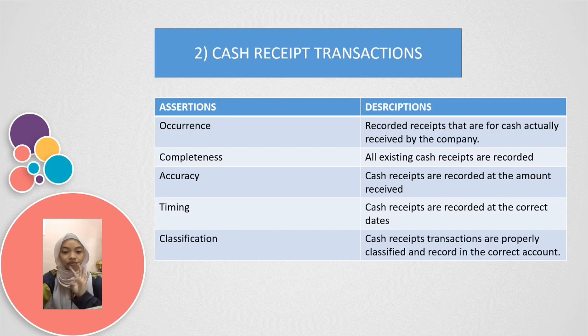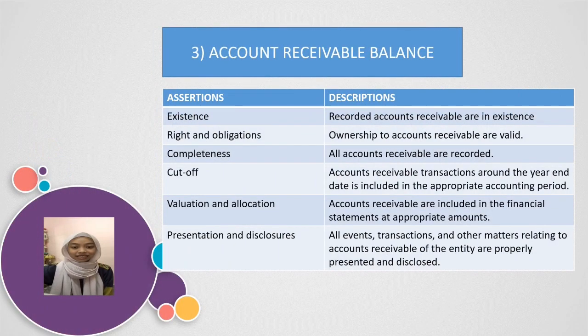The fourth one is timing. All the cash receipts are recorded at the correct dates and periods. The last one is classification. The cash receipt transactions are properly classified and recorded in the correct account. The last class of assertions is account receivable balance. The first one is existence.